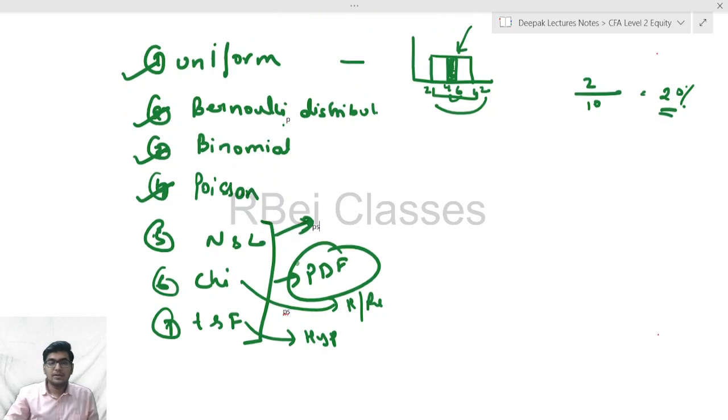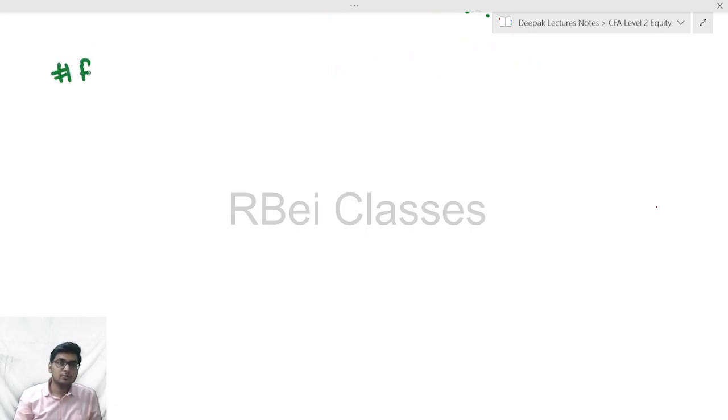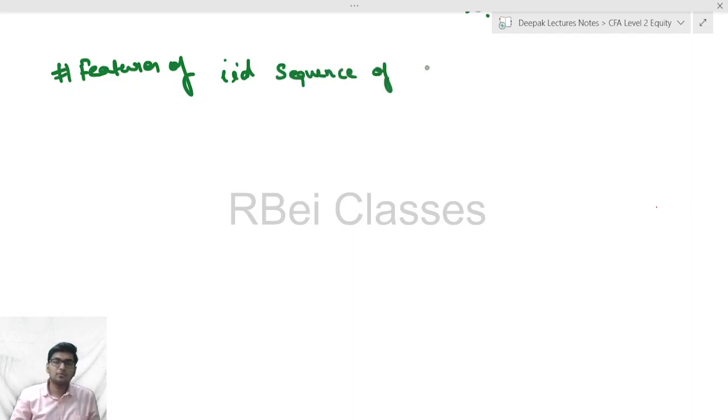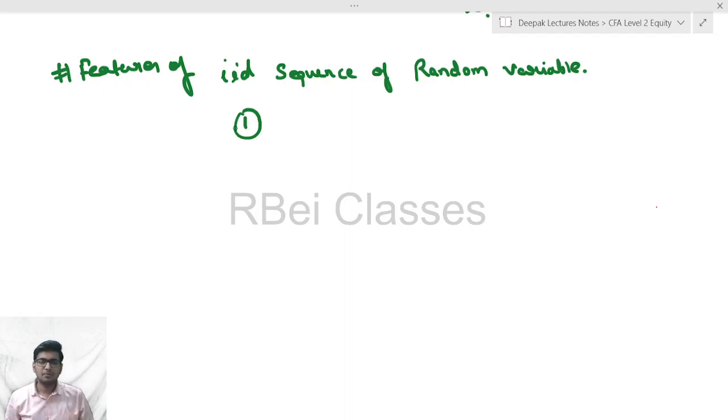Clear? Now from the next topic, the only point which I feel I can discuss in this short session is the features of IID, sequence of random variables. Clear? So here you will see in total 7 points. If you wish, you can write it down. You can expect a question from this area, because many a time I have seen students say that this area was there in the exam. So write it down. Point number 1, variables are independent of all other components.